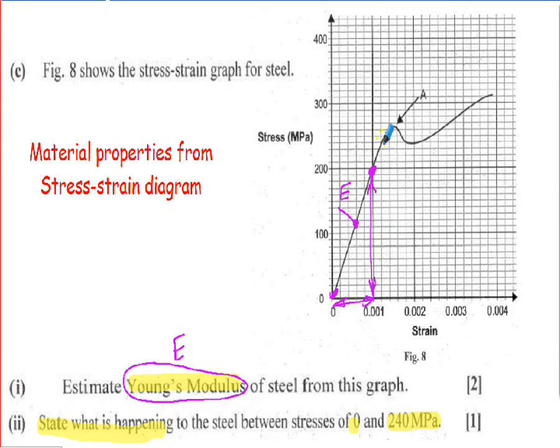So 240 is somewhere up there. Okay, so they're sort of saying what's happening within this region of the stress strain diagram. And again, I'll let you decide what's happening there. Just a sentence that we're looking for.